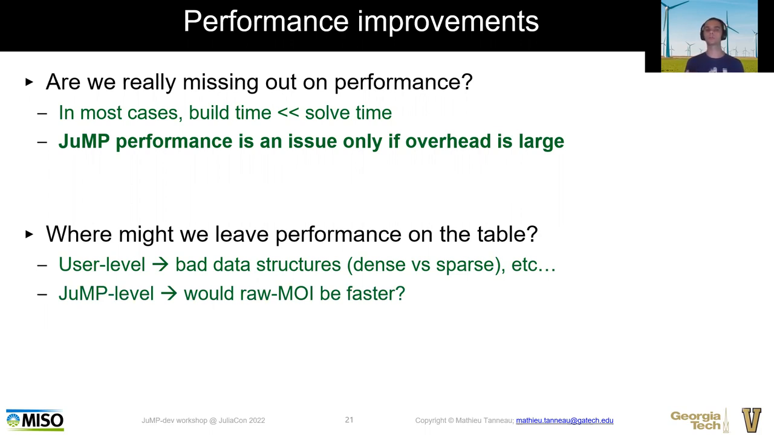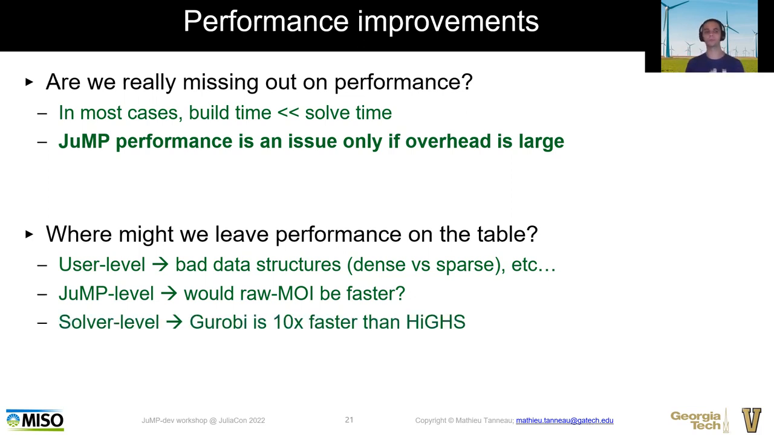What I typically do to assess that is I ask myself, would just using the MOI layer be faster? And so I try to code the same thing that I did in JuMP in MOI, see if the result is drastically faster, and then ask myself, how much performance am I leaving on the table?